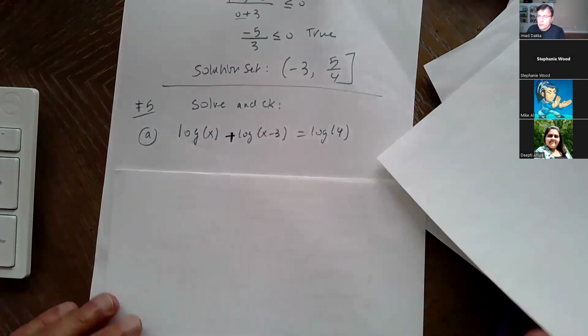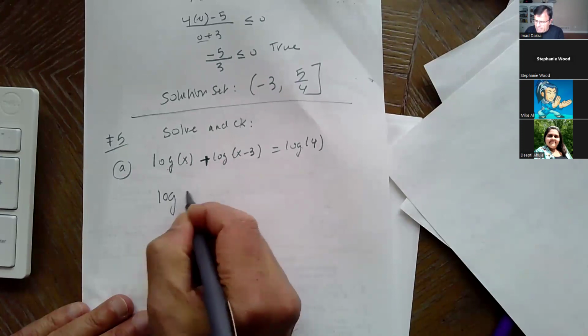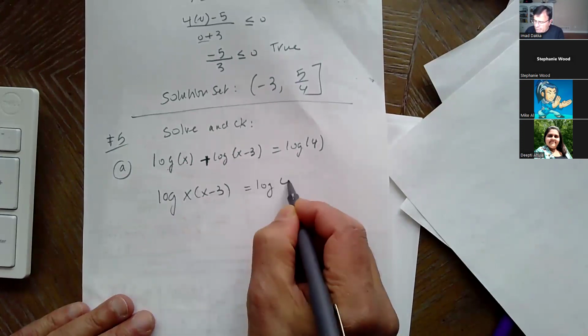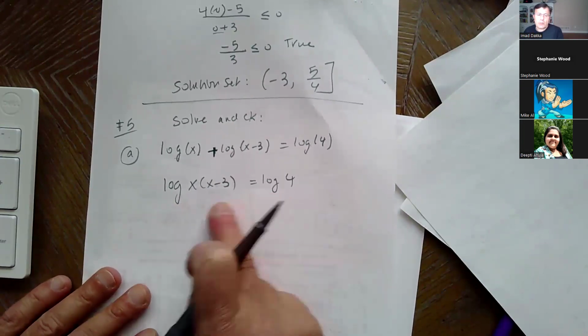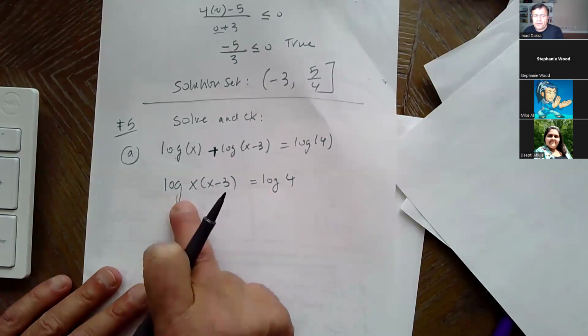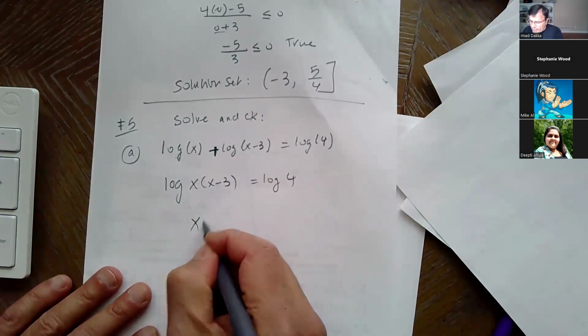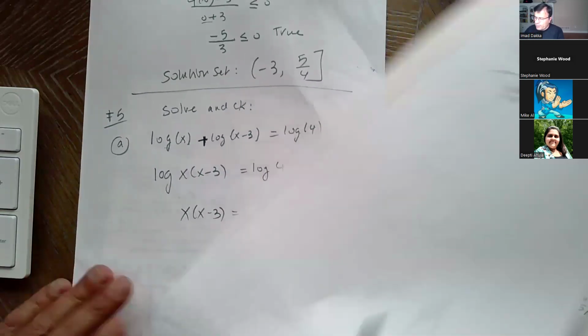Okay. So it's clear that we have log of x plus, so plus means we're going to multiply x and x minus 3 to get a single log. And once we have a single log equals a single log, because log functions are one-to-one, if log of something equals log of something else, then we can drop the log. We're really not dropping the log. It's just the one-to-one property.